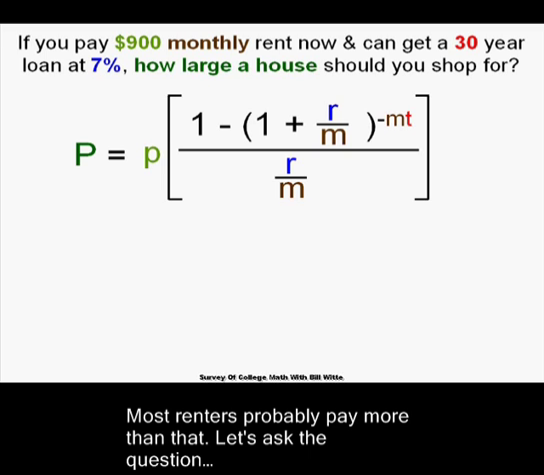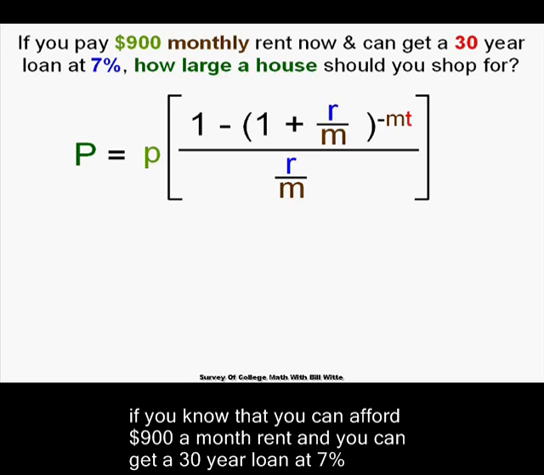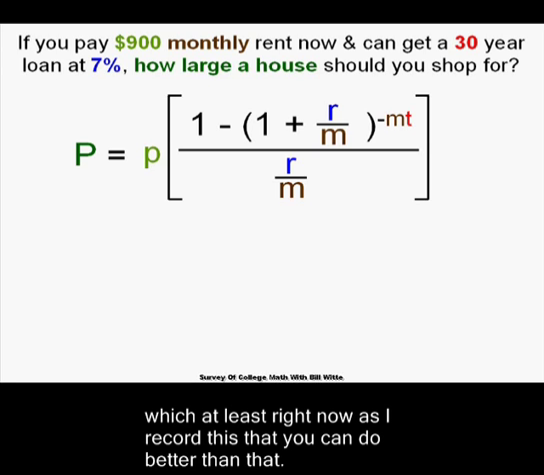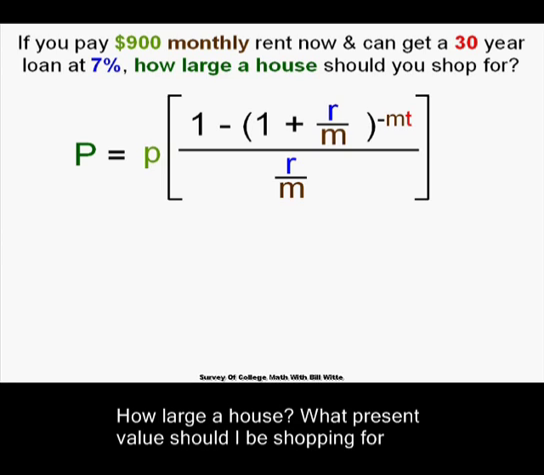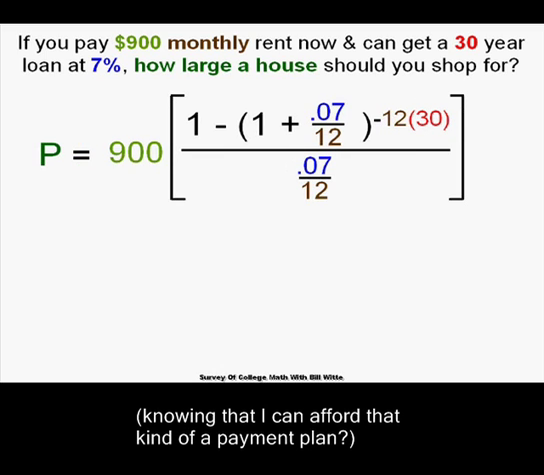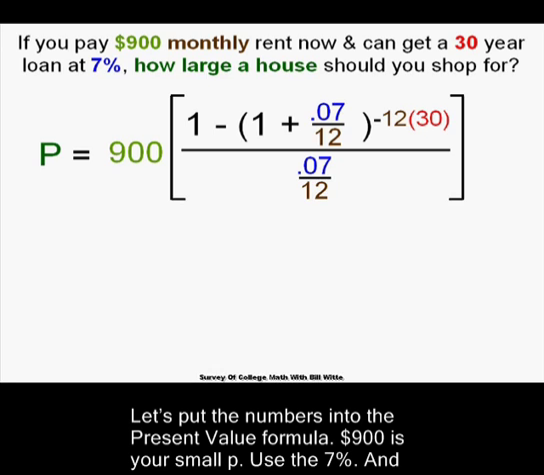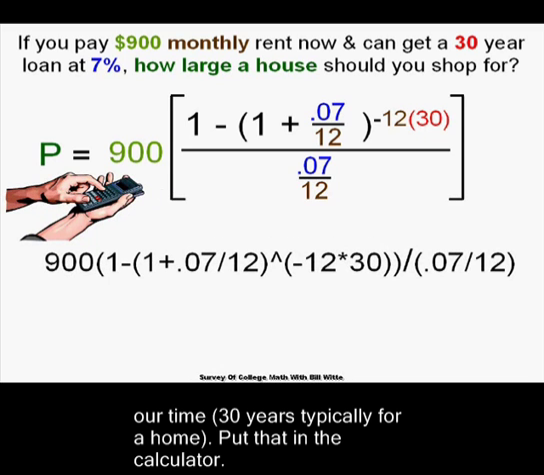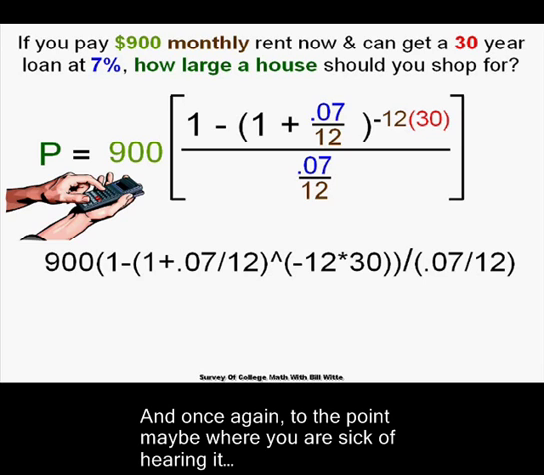If you know that you can afford $900 a month, and you can get a 30-year loan at 7%, which at least right now as I record this, I know you can do better than that, how large a house, what present value should I be shopping for, knowing that I can afford that? Well, let's put the numbers in. The $900 is your small payment. We put in our 7% and our time, 30 years typically for a home. This is a job for you know who. Put that in the calculator.